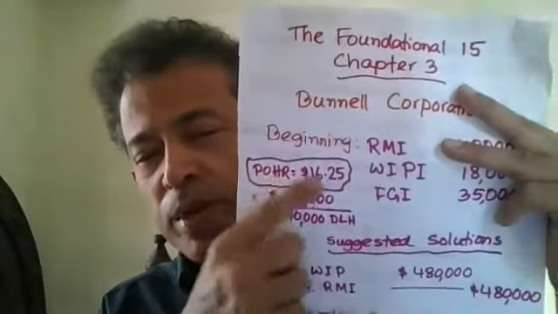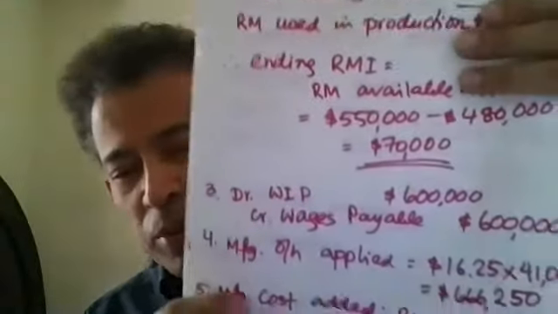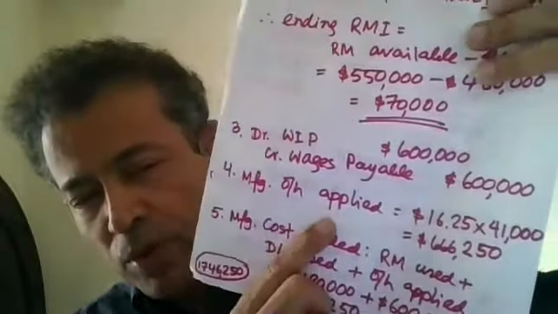Requirement 4 is, what is the total amount of manufacturing overhead applied? Manufacturing overhead applied is one of the easiest ones. The predetermined overhead rate is given. So multiply that $16.25 predetermined overhead rate, remember from the first page, by the number of hours we have used, the number of hours that labor has been working.